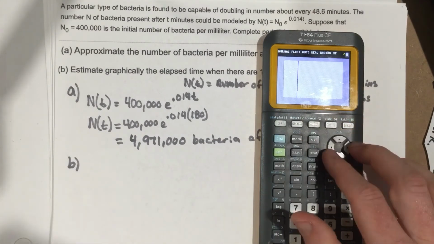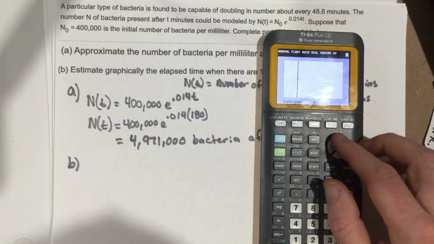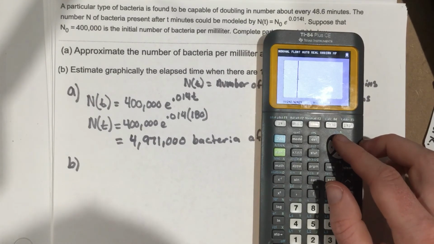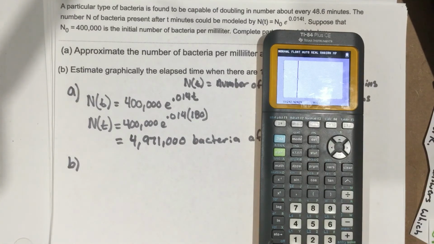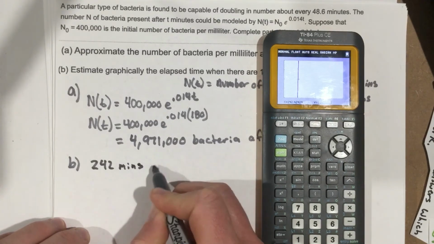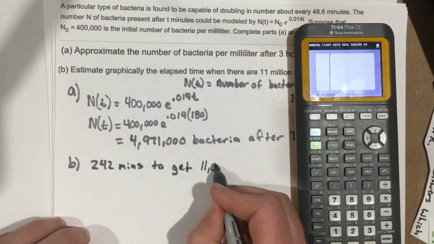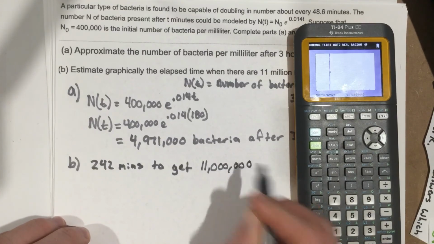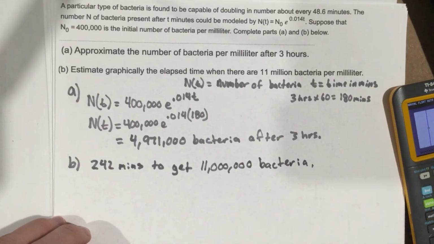Now let's see if we can find 11 million. So we're right at 11 million right here. And that would be an x value of 242. So that would mean 242 minutes to get 11 million bacteria. And those are the solutions.